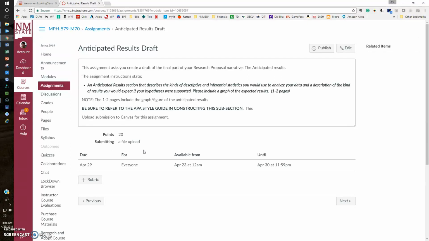examine what would happen. What kind of tests would you use, which you should have determined in the previous assignment. Describe the statistics you use, and then describe what the results would look like if your alternative hypothesis was to be supported. Also provide a figure or a graph of what those results might look like, a bar graph, a line graph, whatever captures what the results would look like at the end. And put that in a document and upload that into Canvas so that I can provide you feedback on that.